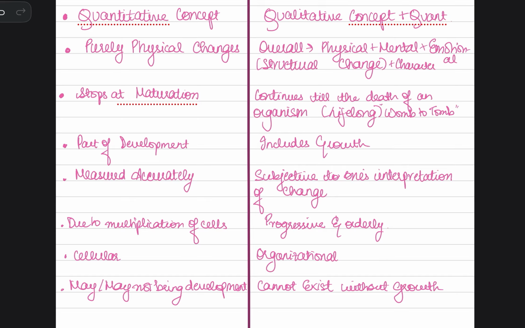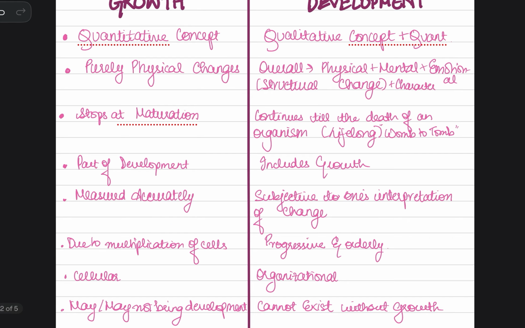Growth can be measured accurately because we can measure our height, we are this many feet and this many inches. We can measure our weight, we are this many kg. We can measure our size also, but we cannot measure our character, our personality, our values. So that is something which cannot be measured.